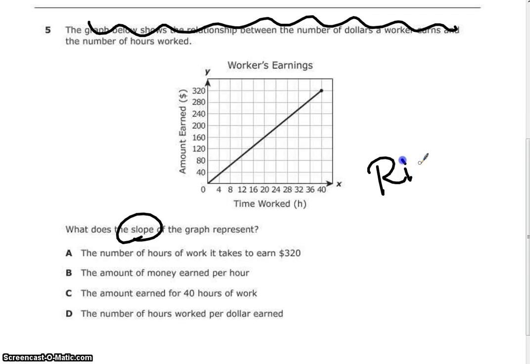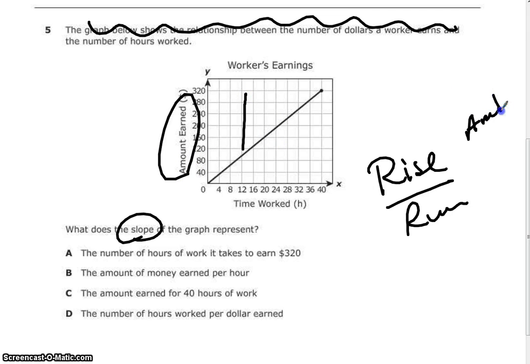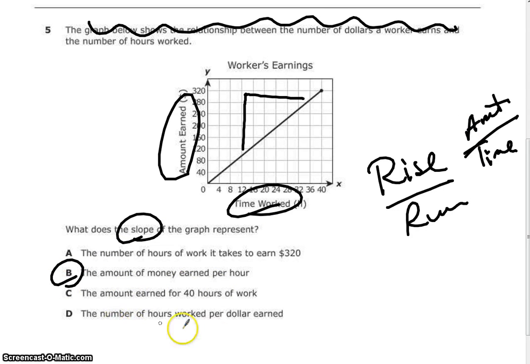Well, remember, slope is rise over run. If I'm going up, what am I talking about? Amount earned. If I'm going across, which is my run, what am I talking about? Time. So your slope is amount over time. So the number of hours to earn 320, the amount per hour, amount over time, amount per hour. The amount earned for 40 hours of work, or the number of hours worked for each dollar. It's going to be rise over run. It's earned over time, which means money over hours.